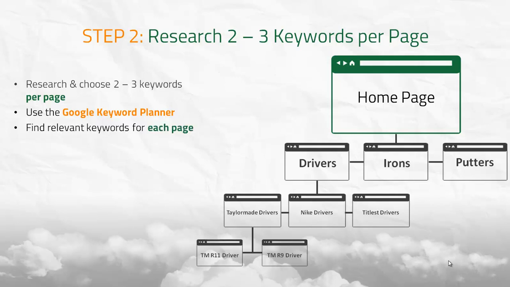Now you want to make sure that you find relevant keywords for each page. So if you're talking about drivers, you don't want that to go on the irons or putters page. So you want to make sure that it's relevant. And then the more specific you are, make sure it remains specific to the page that it belongs to.